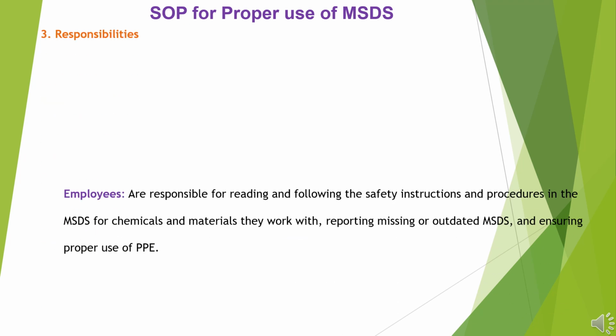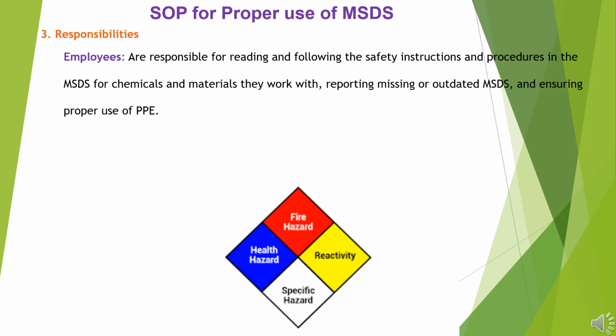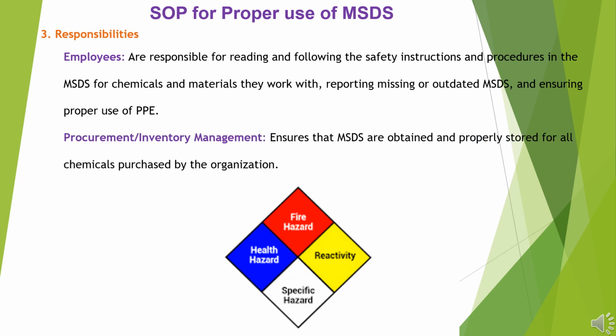Employees are responsible for reading and following the safety instructions and procedures in the MSDS for chemicals and materials they work with, reporting missing or outdated MSDS, and ensuring proper use of PPE. Procurement/inventory management ensures that MSDS are obtained and properly stored for all chemicals purchased by the organization.